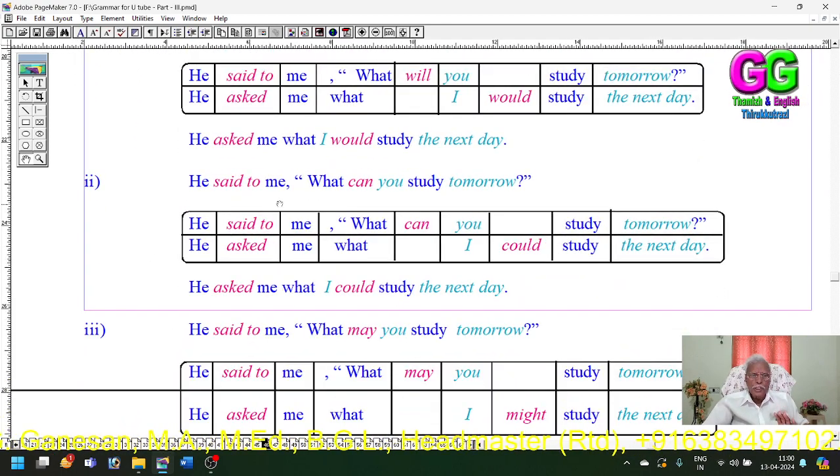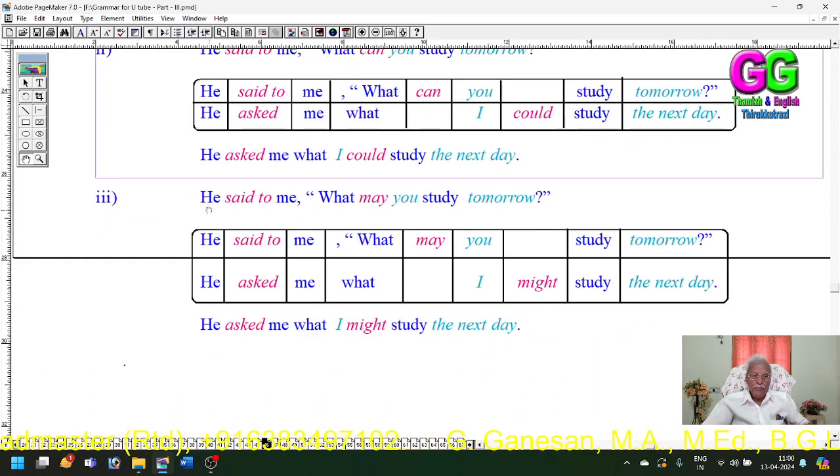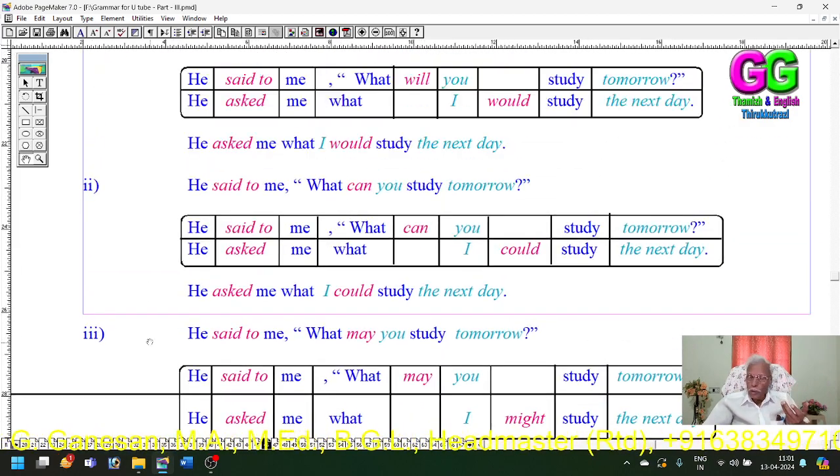Similarly, he said to me, "What can you study tomorrow?" The rule is the same. He asked me what I could study the next day. Similarly, may. He said to me, "What may you study tomorrow?" He asked me what I might study the next day. So the rules for will, can, and may are the same.